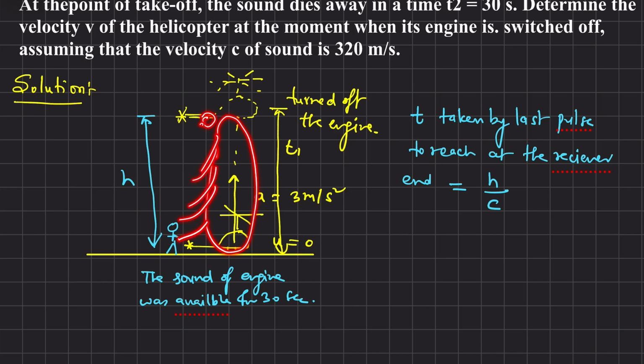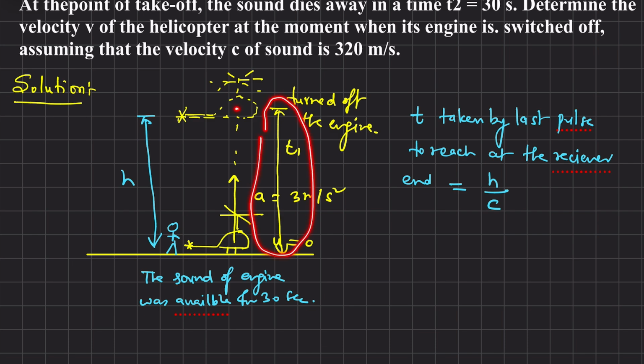The last sound pulse has taken, of course, because the sound is available for a total time of 30 seconds. So after t1 the engine has been turned off, the last pulse has been generated, and this will reach the receiver in how much time? 30 minus t1. I hope this idea has been settled for you. If this idea is settled, then I think this question is finished here only. So here, h by c is going to be 30 minus t1.